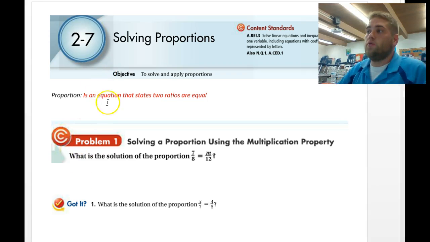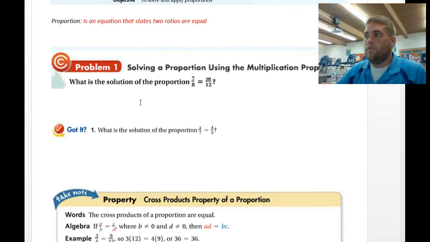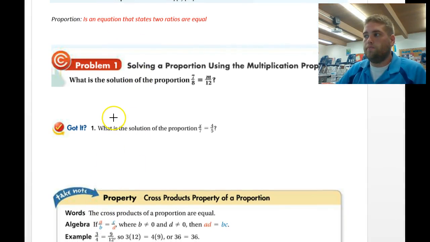The first thing we want to do is write down the definition of a proportion. A proportion is an equation, so it has an equal sign, that states that two ratios are equal. Remember, a ratio is essentially just a fraction. Make sure we write that down on our paper, and I'll be checking for that. So let's get started.